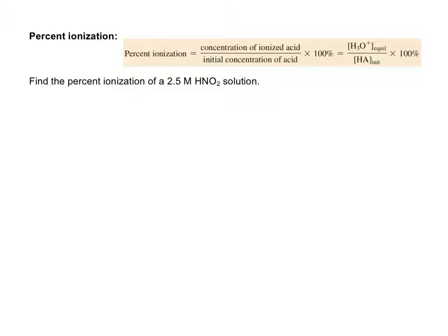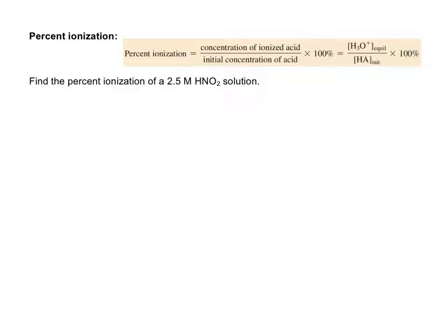All right, the last thing we're going to cover in this part on acids is percent ionization. So the percent ionization is equal to the concentration of ionized acid divided by the initial concentration of the acid times 100%. So it's going to be basically the concentration of H3O plus at equilibrium divided by the HA that you put in initially times 100. Okay, so let's do one of these problems as practice.